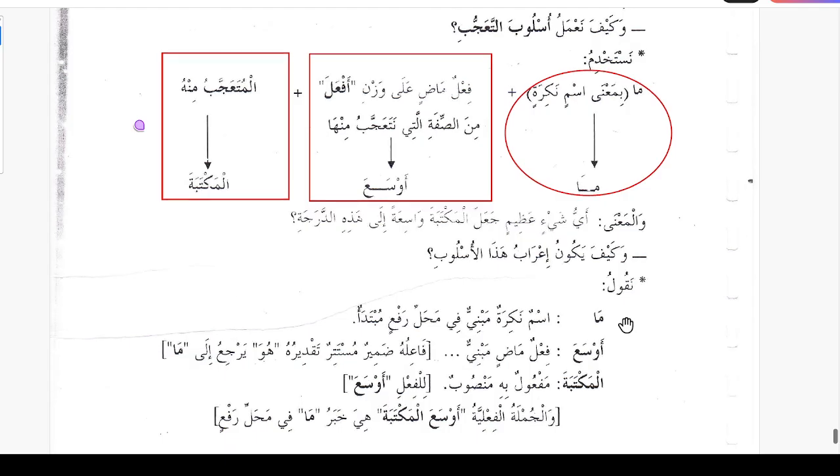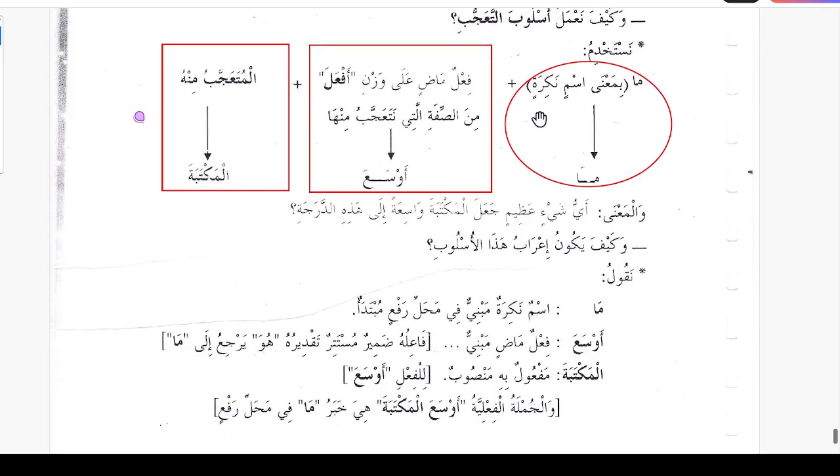Nakulu, we say ma. So what is ma? Ismu nakiratun mabniyun fi mahalli rafin mubtada. Ma is mubtada, ismu nakira fi mahalli rafin. Awsa, like I said, is fe'lu madin mabni wa fa'iluhu dhamirun mustatirun taqdiruhu huwa yarji'u ila ma, it returns to ma.